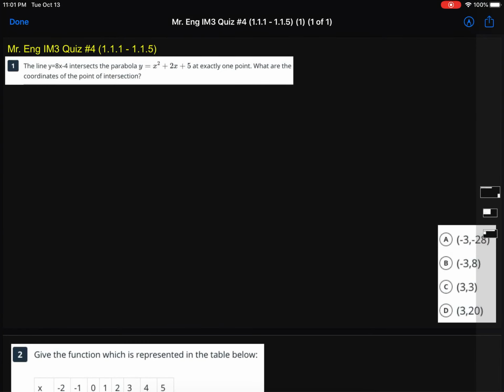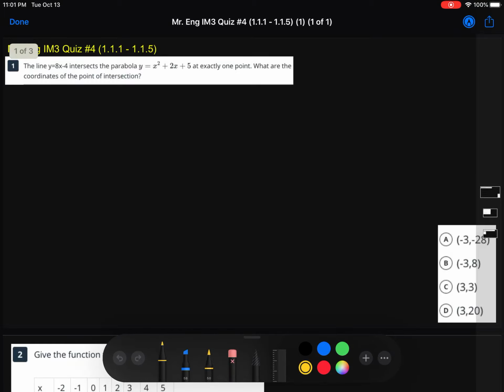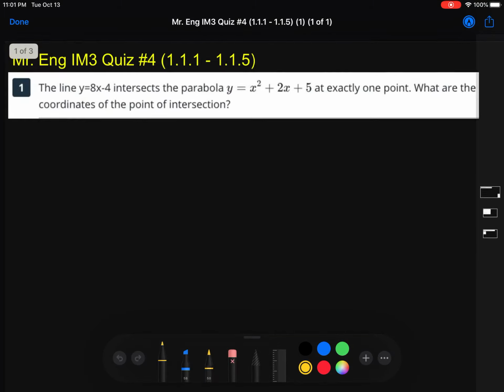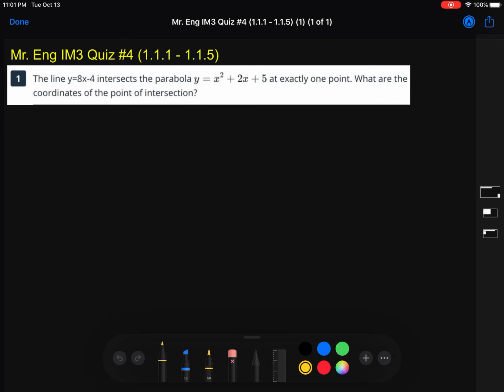Hey math lovers, let's go over quiz number 4. The line y equals 8x minus 4 intersects the parabola y equals x squared plus 2x plus 5 at exactly 1 point. Ooh, this is a big clue. What are the coordinates of the point of intersection?